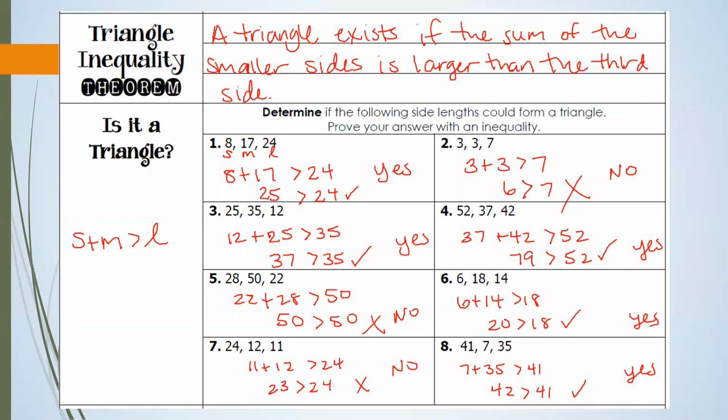All right, so for number 5 and 7, those triangles did not exist. And number 6 and 8, those triangles do exist. Remember, 50 equals 50, but it's not greater than 50. 50 is not greater than itself, so that would not be a true statement. Okay, so just watch out for that. Sometimes they try to trick you and give you the same number on both sides. A number is not greater than itself. A number has to be equal to itself.